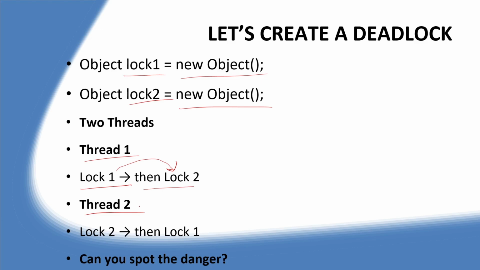Similarly, thread 2 will do the opposite. Thread 2 will acquire lock 2, and after acquiring lock 2, it tries to acquire lock 1. Look carefully at the order. Thread 1 goes from lock 1 to lock 2, and thread 2 goes from lock 2 to lock 1. That opposite lock ordering is what creates the possibility of deadlock.